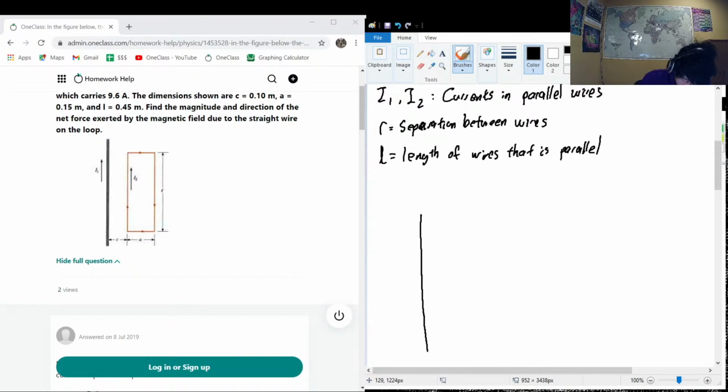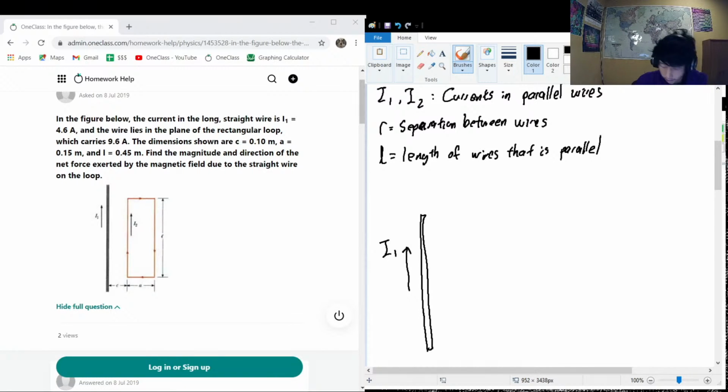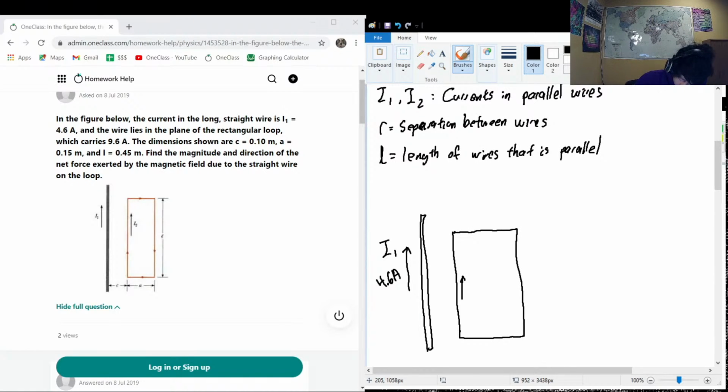Okay, so here we have our original wire, our main wire. Here we have I1, and that is going to be 4.6 amps. Here we have a loop where we're going to have I2 going up on that side and going down on this side. And this is going to be 9.6 amperes.